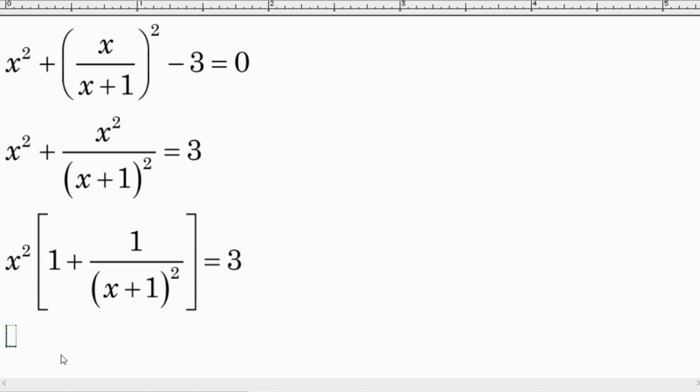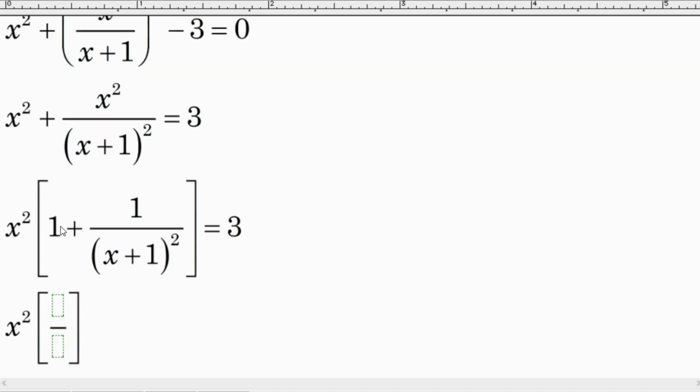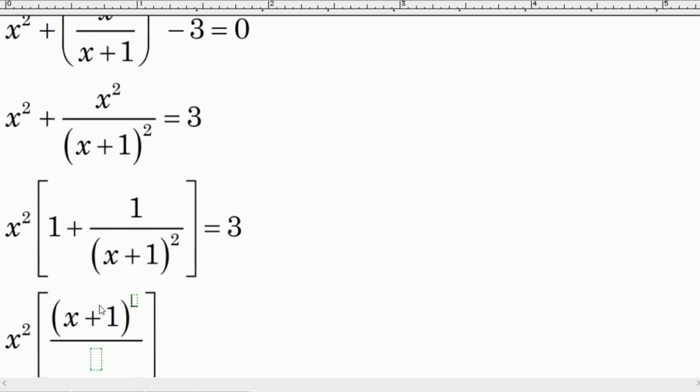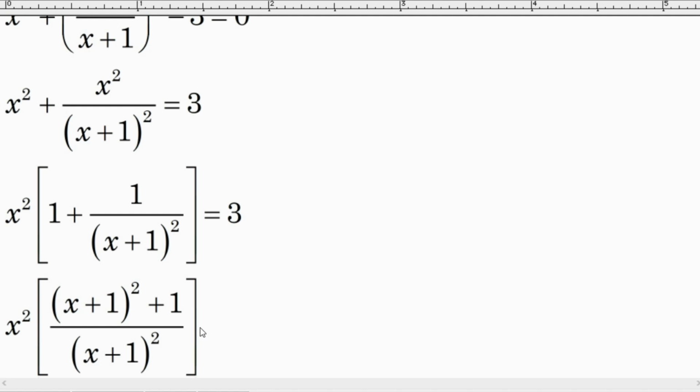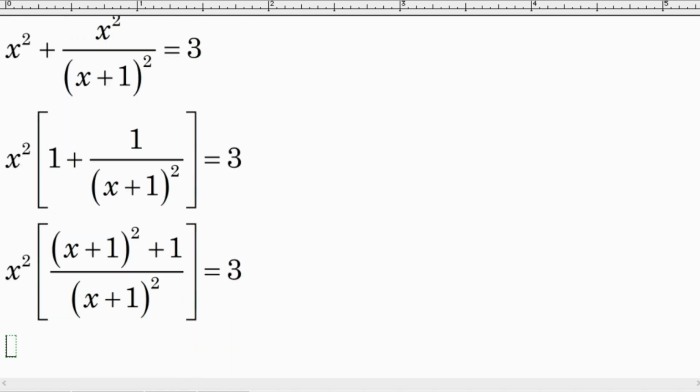Next we have to find the common denominator of these fractions inside the bracket. So we get x squared times ((1 times (x plus 1) squared, so we get (x plus 1) squared, plus 1) all divided by the denominator (x plus 1) squared), equal to 3.